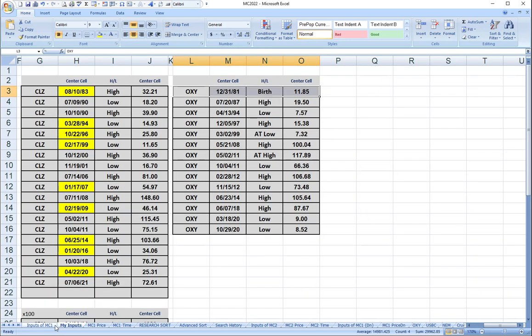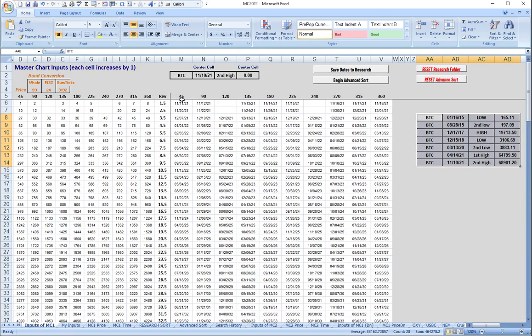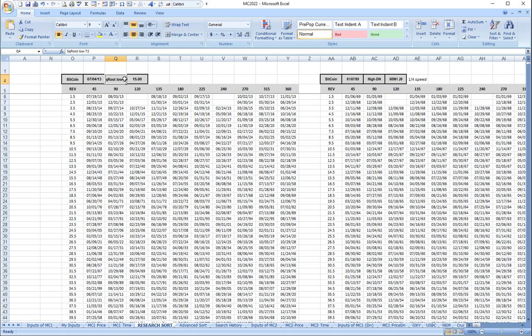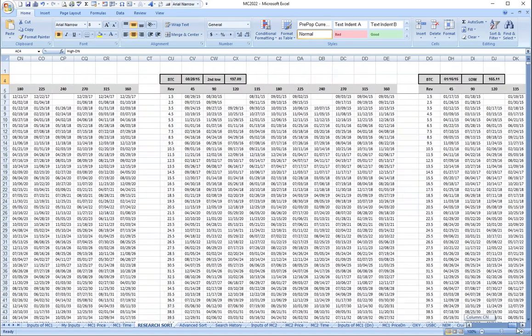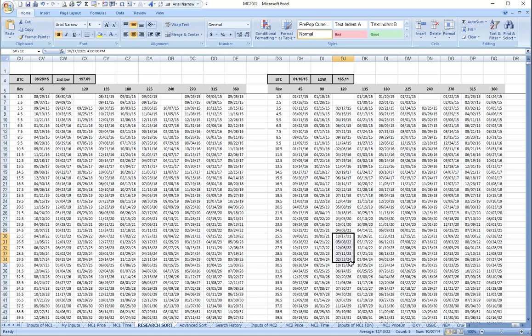So that's the inputs of that, and we're going to run this data into this program, and it spits it out. Every time you run the data, first you reset it, then save the dates to the research, which is this folder right here. Again, here's your square root. Here's your squaring down from the high. And these are all the other data points and all the dates accordingly.